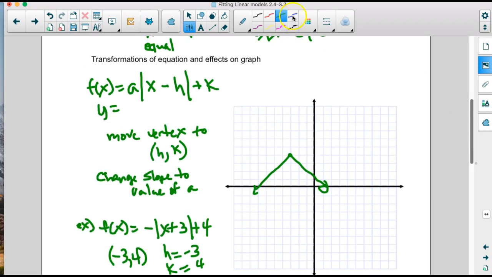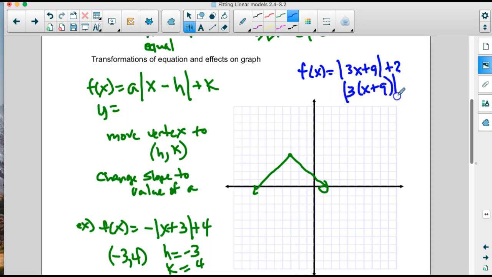Now if we have something that's not written in this form, like f of x equals absolute value of 3x plus 9, plus 2, what we would do there is factor out this 3, and then take the absolute value of it, and we would change it to the right form.